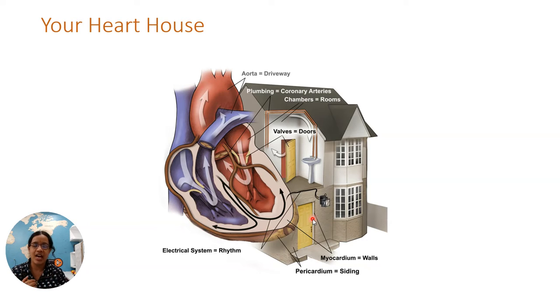This is your heart house. It has four chambers or rooms which are separated by walls with doors, and this heart house has an excellent plumbing system with arteries and veins, and it is protected by the myocardium, which is nothing but the walls that protect a house. And there is a pericardium or the siding of this heart house, which is a sac-like structure which protects the heart from any rupture coming from the rib cage.